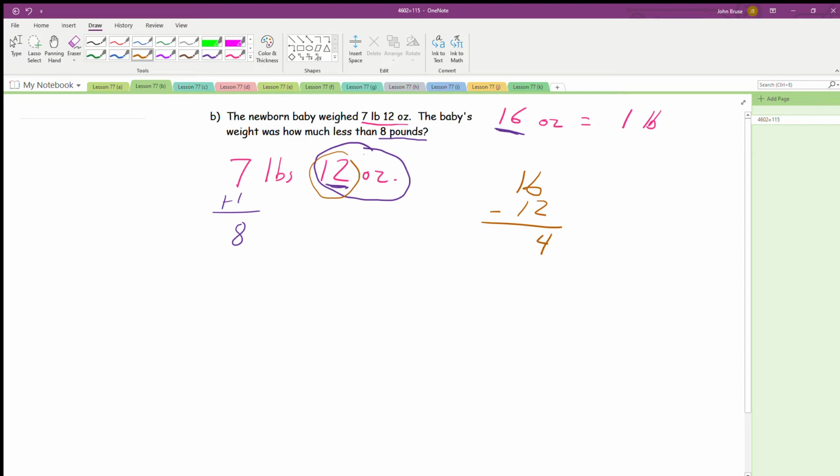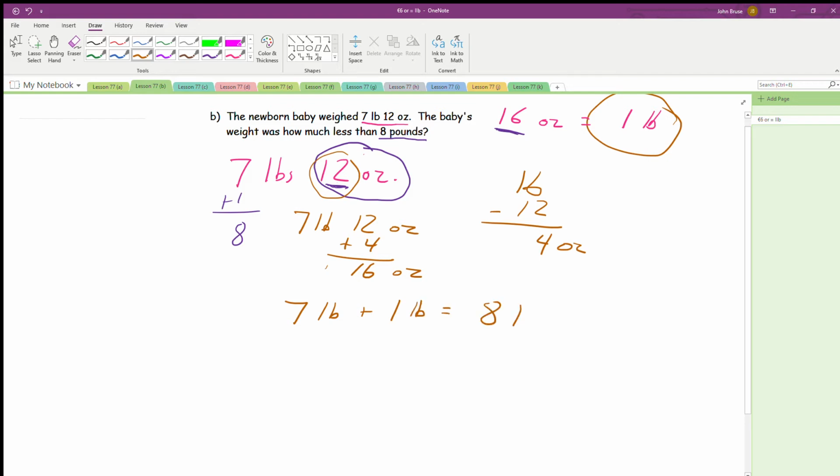If I added 4 ounces to 7 pounds 12 ounces, here's our 7 pounds 12 ounces. If I added 4 ounces here, I would have 16 ounces. And I know 16 ounces equals 1 pound. So 7 pounds plus 16 ounces, or 1 pound, equals 8 pounds. So I've answered the question, right? It's going to be 4 ounces.